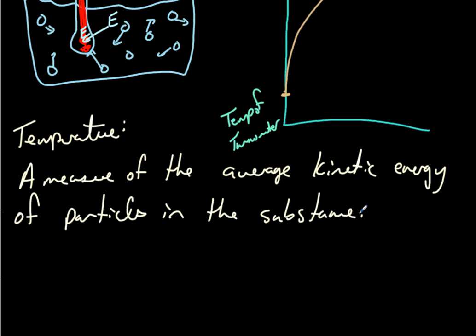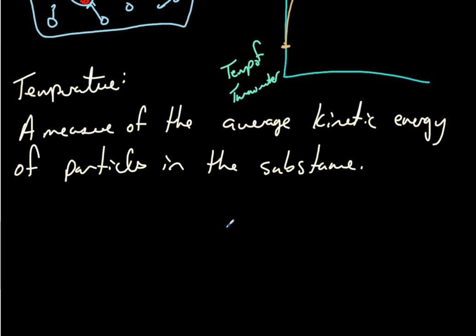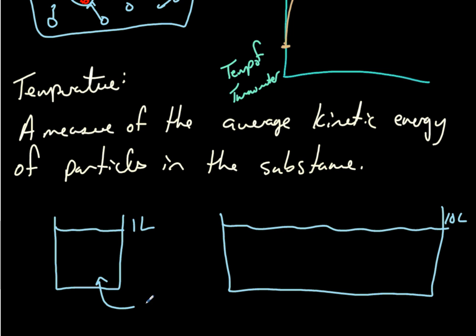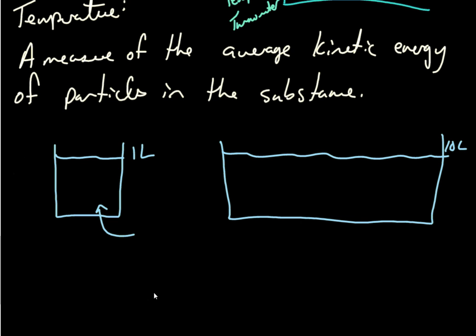And if you're still confused about that, maybe this will help. Okay, let's say we have 2 volumes of water, okay? Let's say this is 1 liter, let's say this is 10 liters, okay? And let's say into this we put X amount of energy in, so X kilojoules go in, and X kilojoules go in here, okay? We add the same amount of energy into each of these.